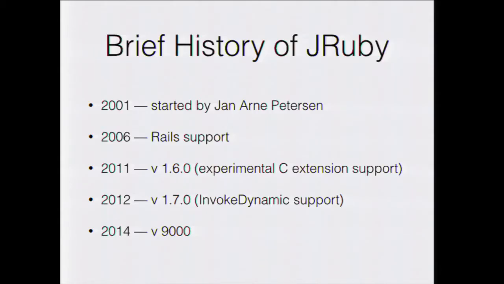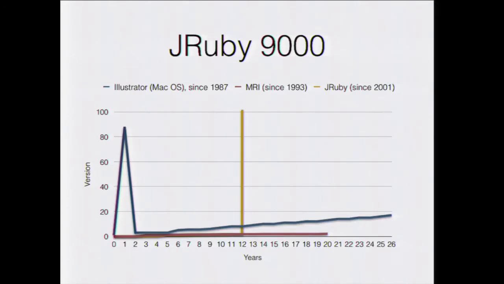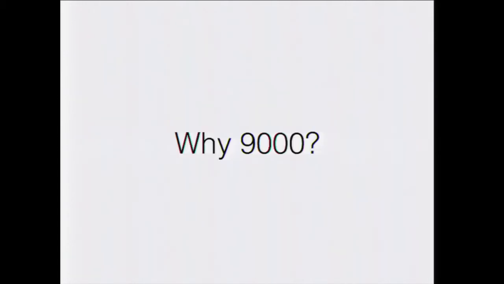Okay. Then what comes in the next generation of Ruby? In 2014, we intend to release version 9000. And you might ask, why 9000? It's a great, great number, right? It's obviously better. On the 12th year, we are going to beat MRI's version by 9000, basically. Yay. But why 9000?